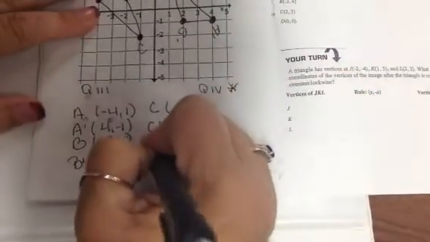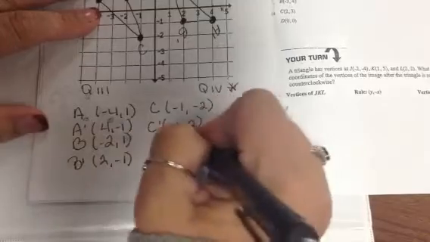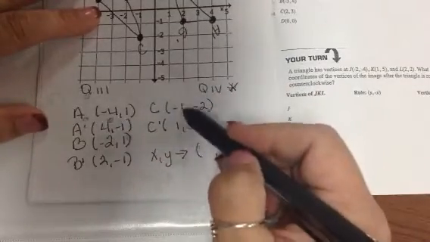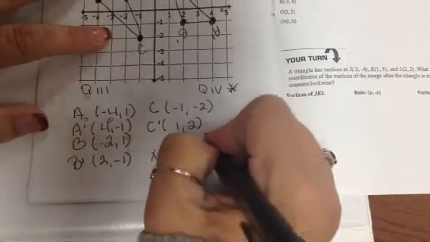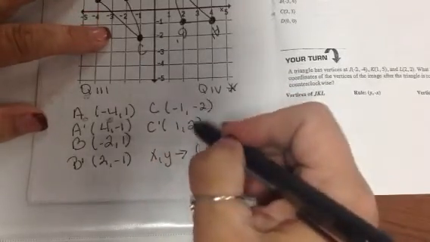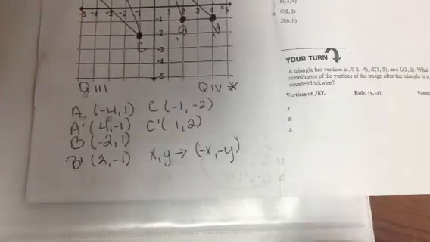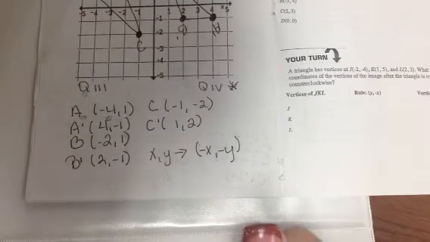Okay? So let's look at what happened to these. X, Y. Let's see how they changed. My X stayed in the same place, but it changed signs. So I'm going to say -X. My Y stayed in the same place, but it changed signs. So we're going to put -Y. That means they changed signs. Okay?